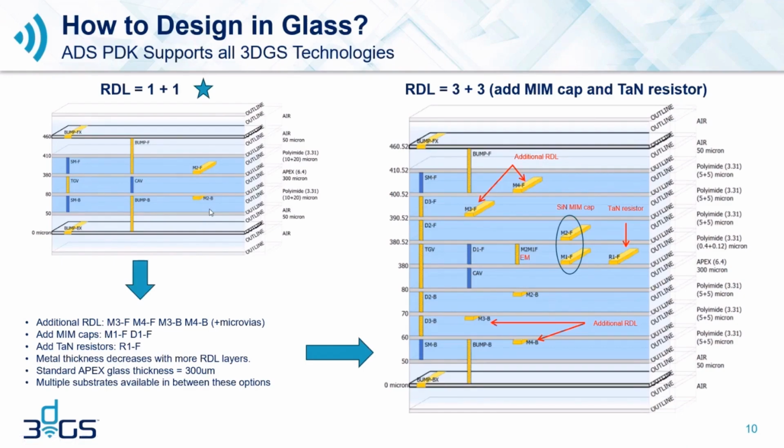If you're just interested in doing a single glass layer and maybe designing a bandpass filter or Valin or your favorite RF circuit, we will also implement MIM capacitors and thin film resistors. And if you're doing more advanced packaging type applications and need multiple redistribution layers, we can also have additional layers M3F, M4F on the front side and two more on the back side. So we would call this one a 3+3 stack-up at 3D Glass.